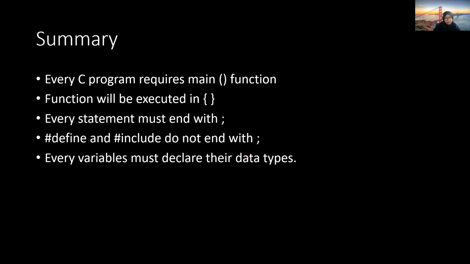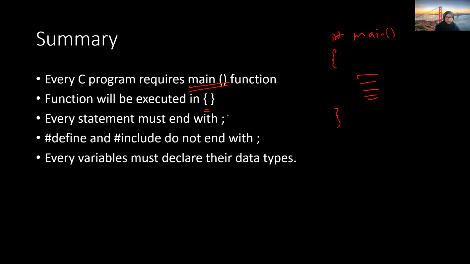Okay, the summation for today's lecture, number 1: C programming always requires the main function. You need to have your main function, otherwise it won't work. And the function will be executed in these curly braces. What does it mean by that? You have integer main. This is your main function, and everything inside these curly braces will be executed.